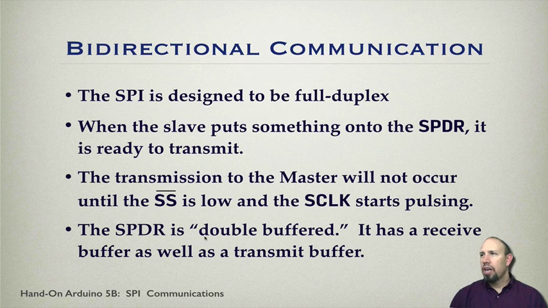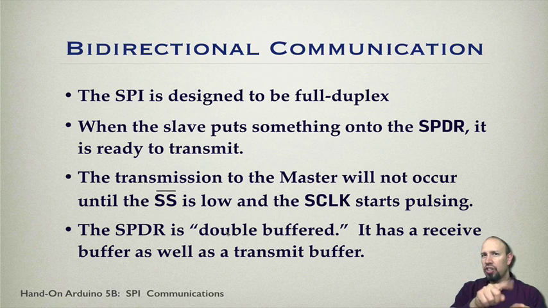And so the master can put something onto its SPDR, and when it starts transmitting that, it has a receive buffer that's receiving data. So remember, you have master in, slave out, and master out, slave in. Those two are separate lines, so the data is not getting confused.